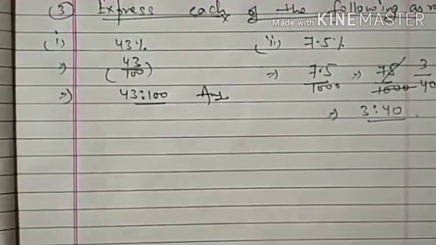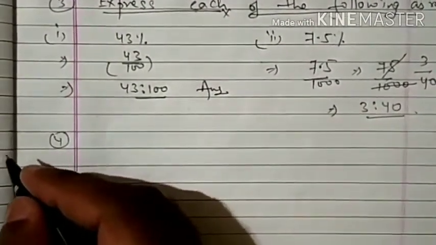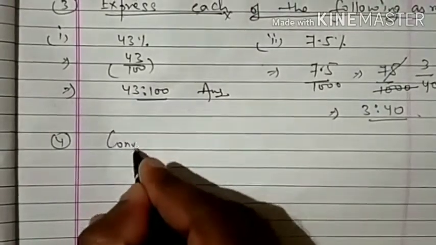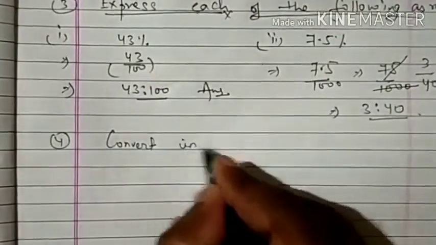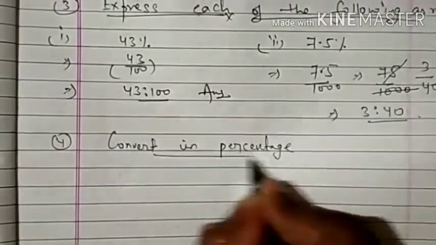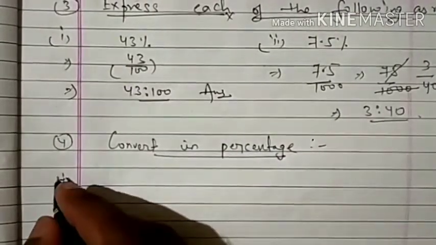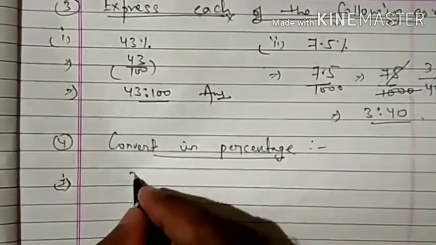Let's move on to question number 4. Convert each of the following ratios into percentage. We have to convert the given ratio into percentage. First question, 37 ratio 100.